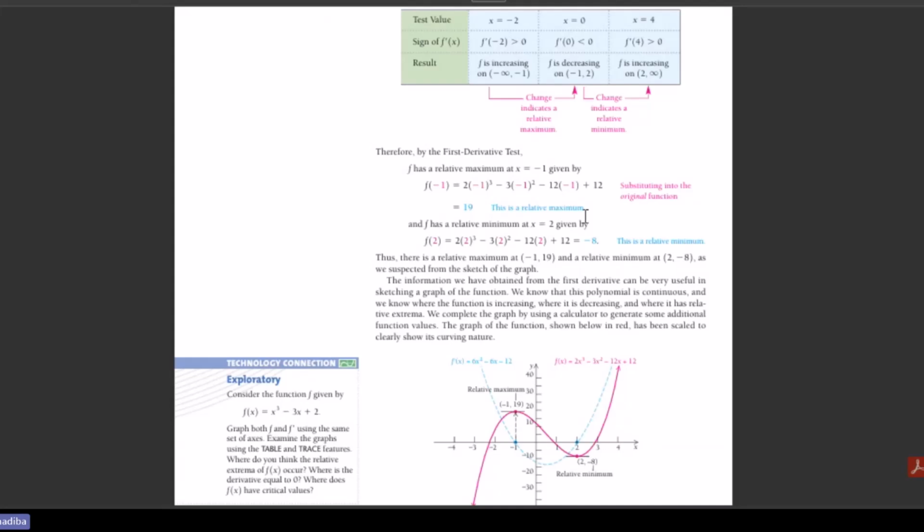Now, please, let's talk about this last column of the table that you drew. Okay? We said between -infinity, which is somewhere there, and -1. This is -1. What are we saying? We say the function is increasing.